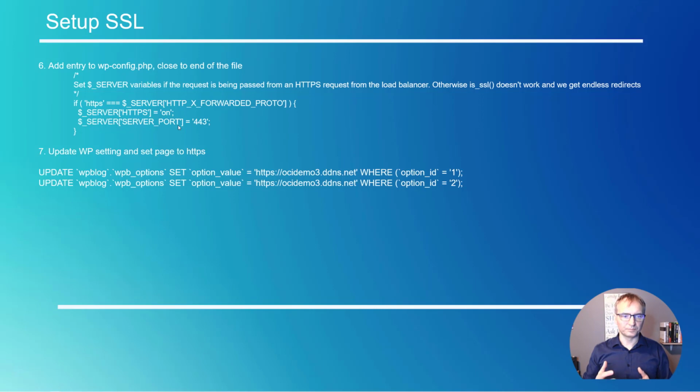And the last point in our configuration setup is to set the WP settings in the database to use HTTPS instead of HTTP. Okay, we know what we're going to do. We have 7 steps to complete. Let's do it.